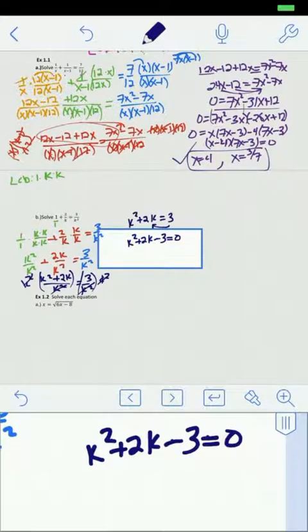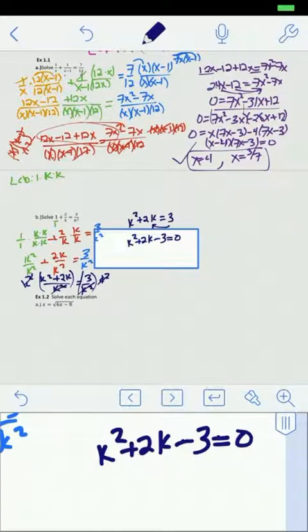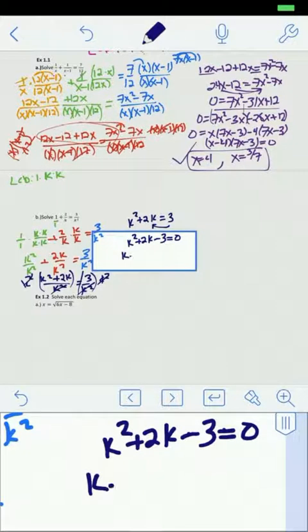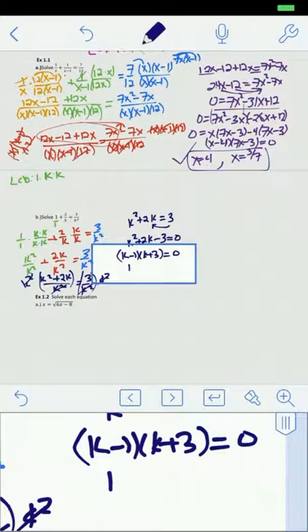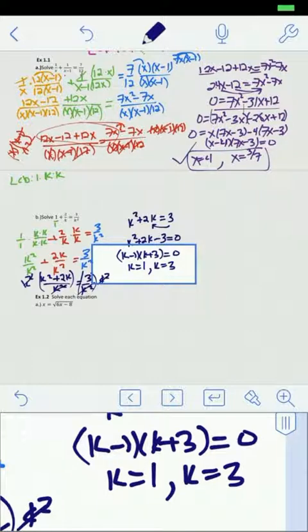Okie dokie. And I end up getting, let's see, so I can factor that as well. Two things that multiply to negative 3 and add to 2. Positive 3 and negative 1. So I get k minus 1 and k plus 3 is equal to 0. So k is equal to 1 or k is equal to negative 3. Alright, k is equal to 1 and k equal to negative 3.